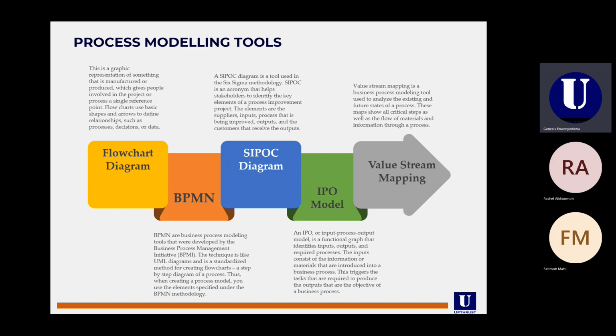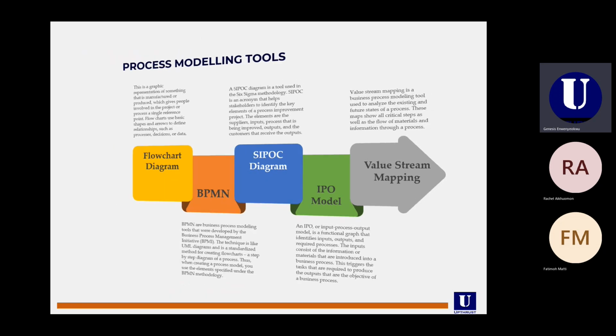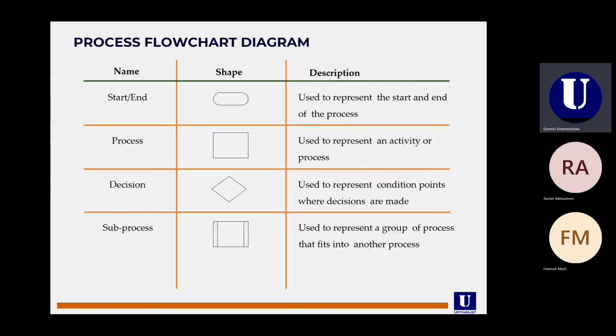And then we have our BPMN, which we use in modeling. If it's a complex situation or business, we can use our BPMN to look at that. So for our process flowchart diagram, it has several shapes. We have the start and end shape that looks like this, which is used to represent the start and the end of a process.